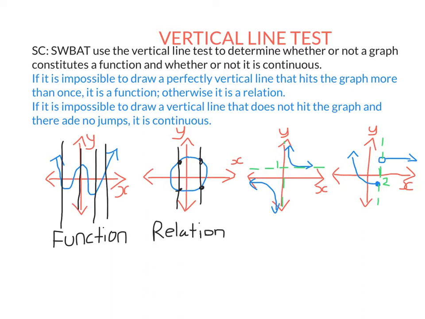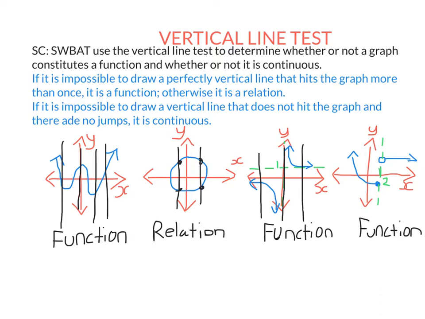So let's look at the third graph here. The same is true as the first one. If I draw a vertical line here, it only hits the graph once. If I draw a vertical line here, it doesn't hit the graph at all. And if I draw one, say here, it only hits it once. Anywhere I draw a vertical line, it will never hit the graph more than once, so this is a function. That's what the vertical line test means.